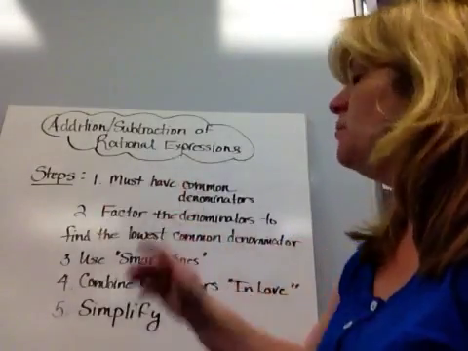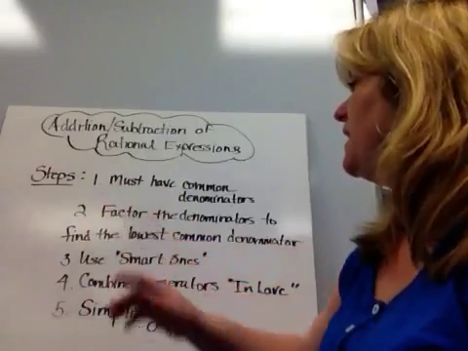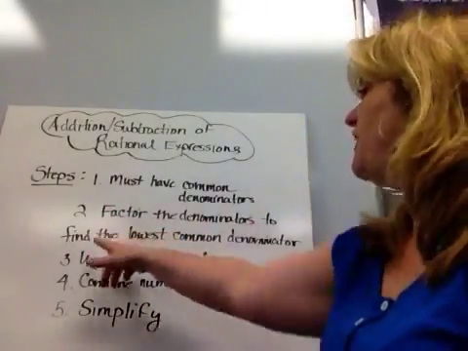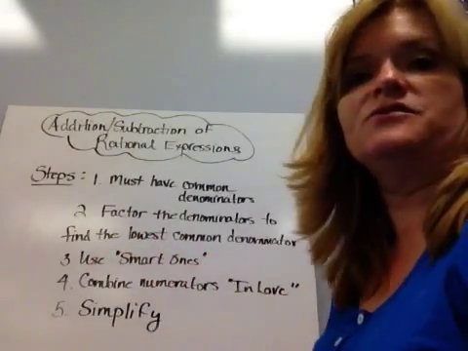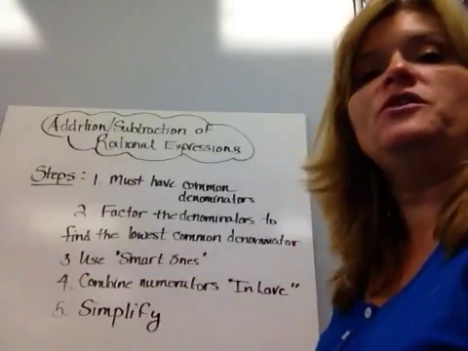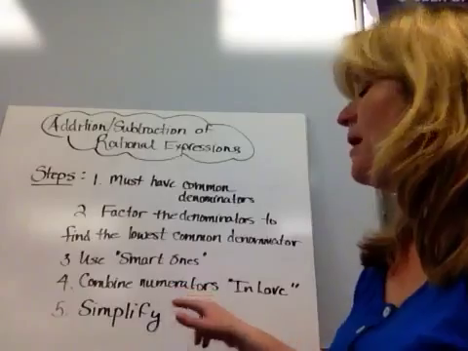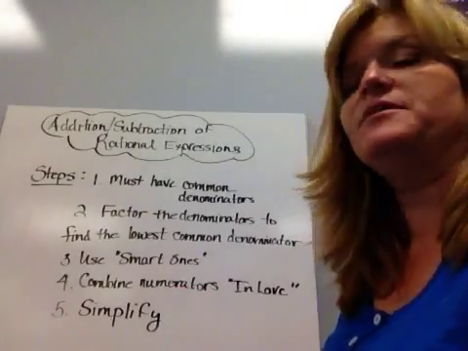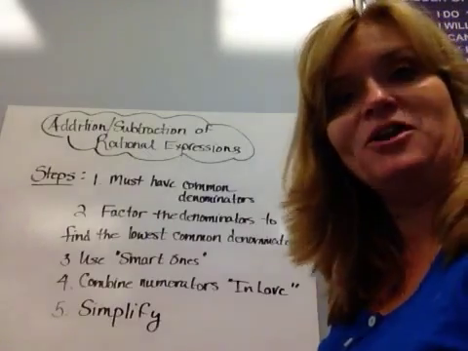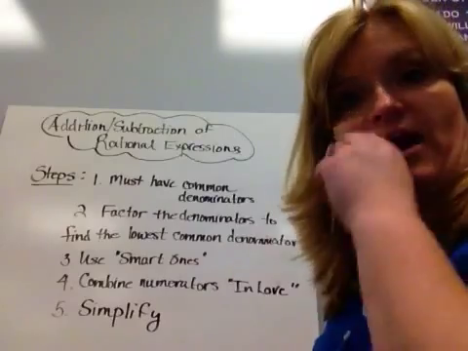The first step is you must have a common denominator to add and subtract. The second thing is we're going to factor the denominators to find the lowest common denominator so that we can see what factors we need. The third step is we're going to use smart ones, which I talked about. And the fourth is we're going to combine our numerators after we find our common denominator, and I call this part your fractions are in love, and you're just combining your numerators. And then at the very end, we're going to simplify the fractions if possible.